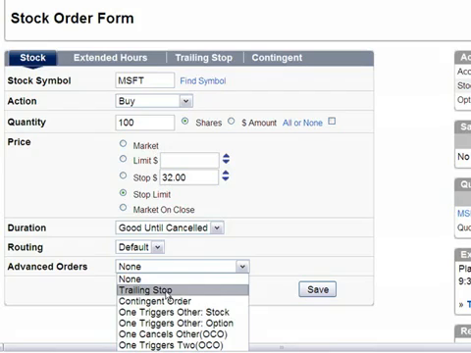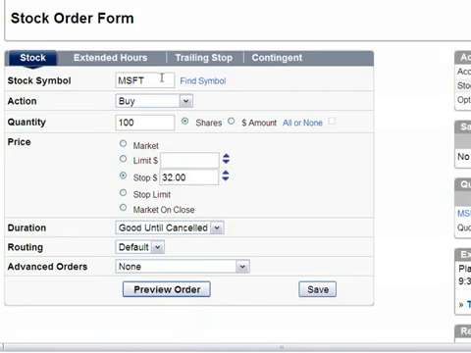Now, I don't automate my trailing stop losses. I do use a trailing stop loss, but I don't automate it using this function. I prefer to manually trail my stop loss. The only other one I use here is probably this one, one triggers other stock. You could use this if you want. You don't have to, but I'll explain this a bit later in this video.